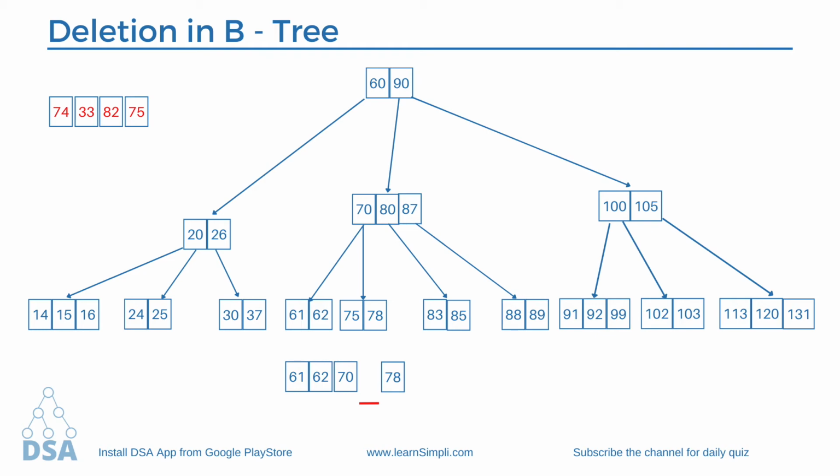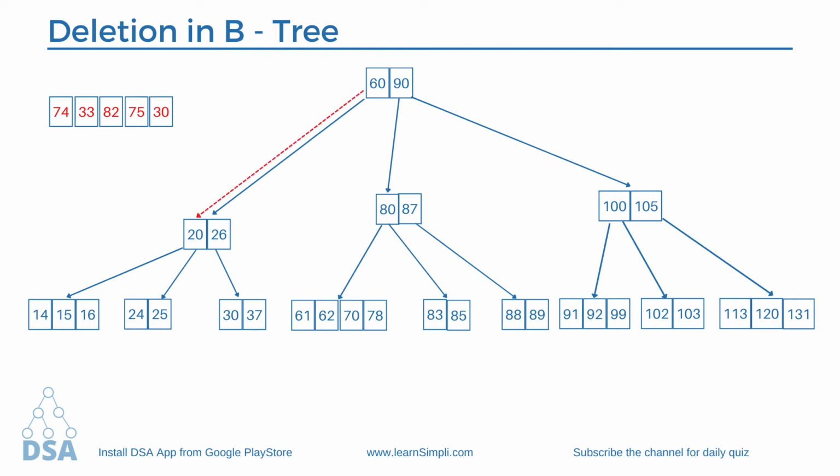After deleting, the tree would look like this. This satisfies the property of B tree. So still it is a B tree. Now suppose we have to delete 30. First find out where 30 is located in the tree. To the left of 60 and to the right of 26.